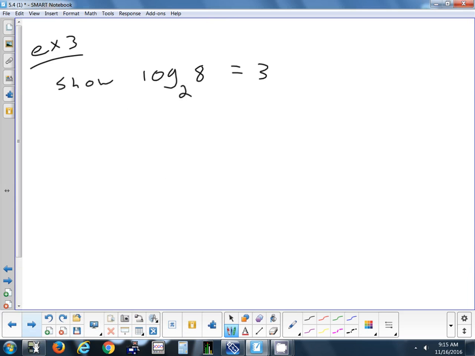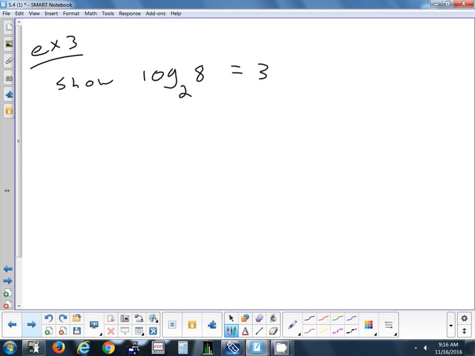All right. I want to show that that's true. Log base 2 of 8 equals 3. So in order to show that's true, what's the only thing I know how to do with something that's written in log form? You gotta switch it. Change it to the other form and see if that helps. If that doesn't help, well, that's all we know how to do.